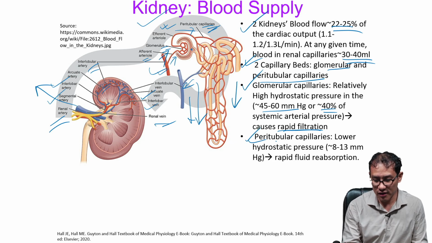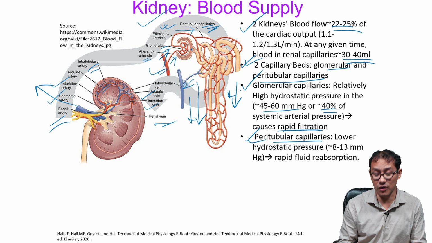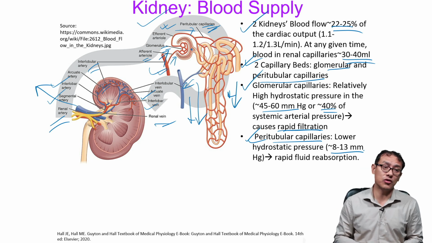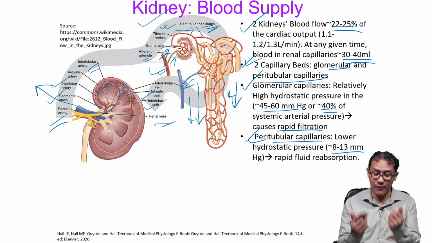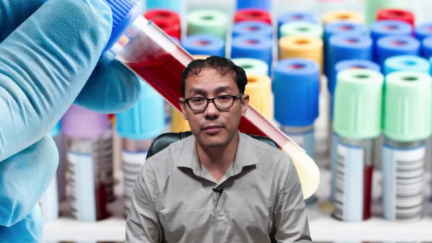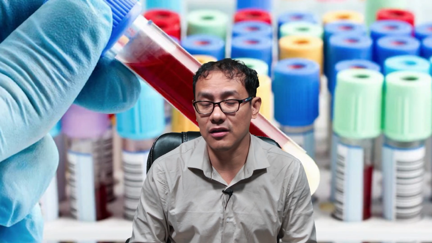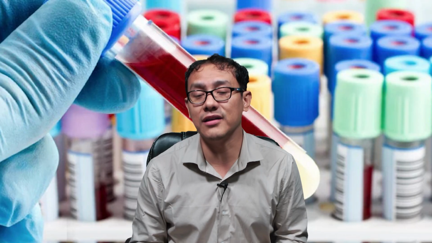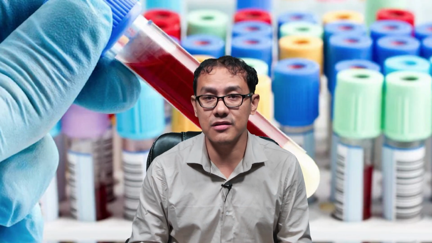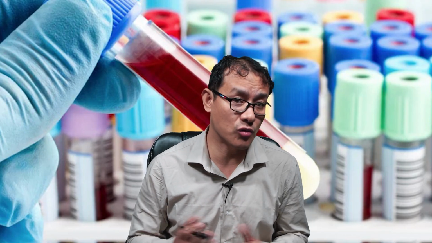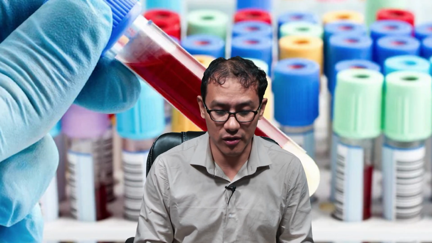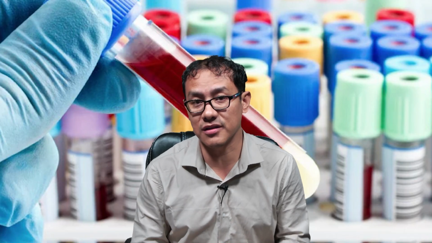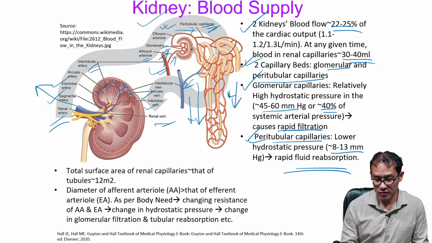The capillary here is the peritubular capillary. It has a lower hydrostatic pressure, approximately 8 to 13 millimeters of mercury. Why is this important? Because it favors reabsorption from the tubules. Remember, 180 liters of fluid is filtered by the kidney per day, but only 1 to 2 liters of urine is produced. That means more than 99% is reabsorbed. So absorption is also very important, filtration is important, and absorption is important, and this absorption is favored by the low hydrostatic pressure in the peritubular capillary. So this one has to be understood.